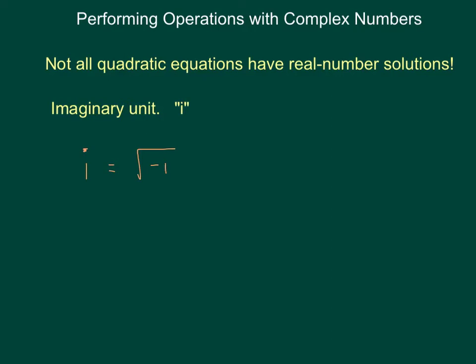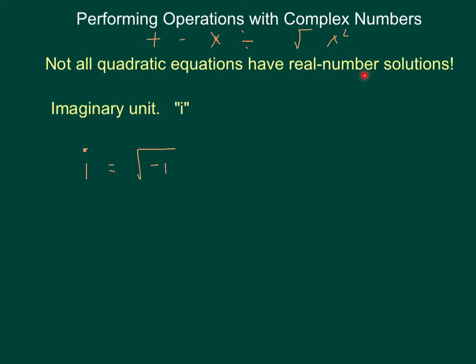Going to be talking about performing operations with complex numbers, keeping in mind that when we say the word operations, we're talking about adding, subtracting, multiplying, dividing. Also taking the square root and raising a number to the second power, squaring numbers. So, onward and upward. The most important thing we have to understand here is that not all quadratic equations have real number solutions. Sometimes there are funny looking things.